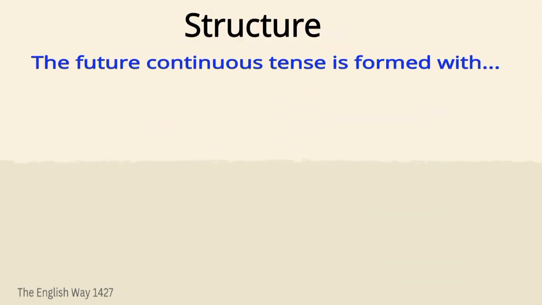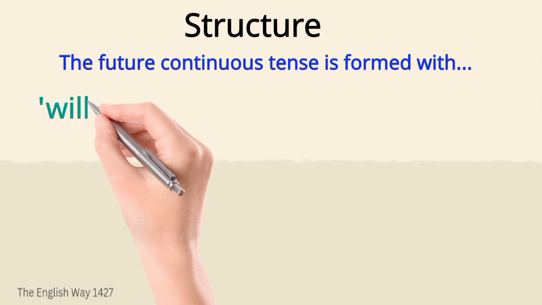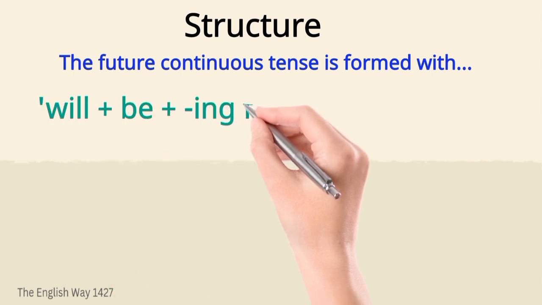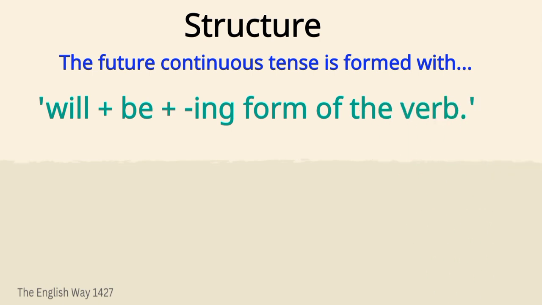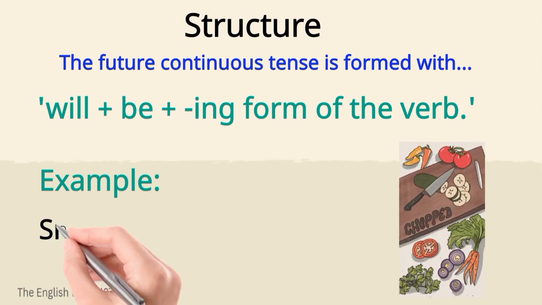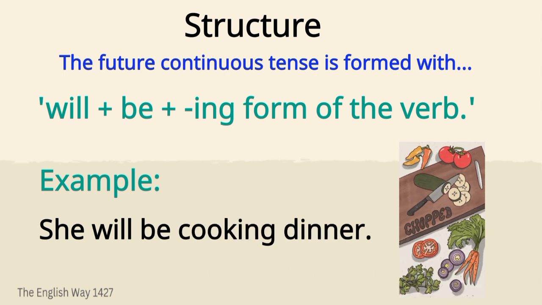Structure. The future continuous tense is formed with will plus be plus the ing form of the verb. Look at the example. She will be cooking dinner.